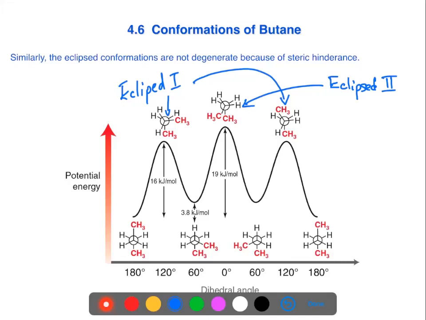So that's all I have to say about the conformations of alkanes, specifically today for ethane, propane, and butane, but we can apply this similar type of strategy to other alkanes as well.